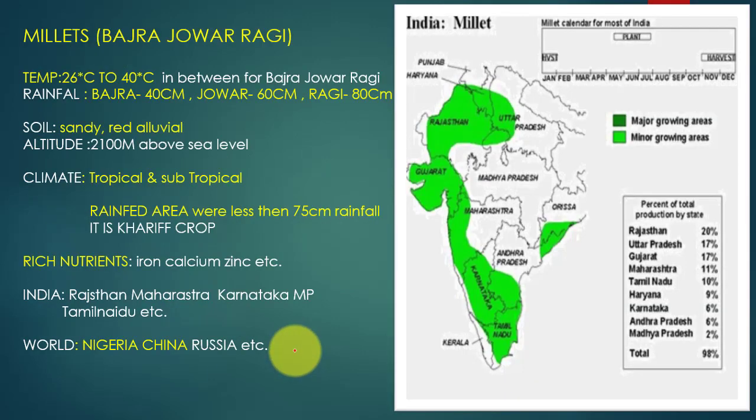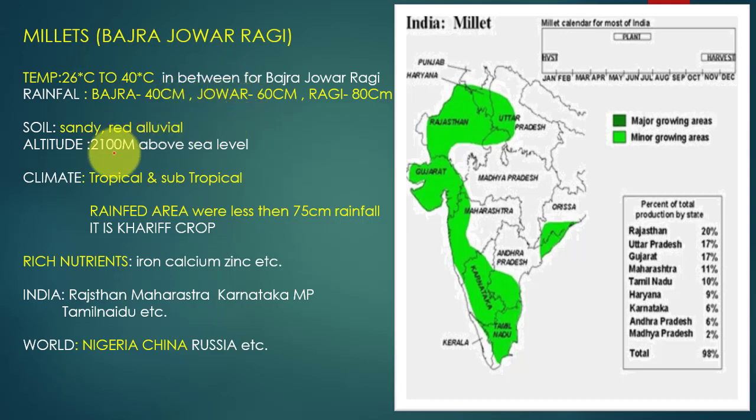Now millets: bajra, jowar, ragi. Temperature requirement is 26 degrees Celsius to 40 degrees Celsius for bajra, jowar, ragi. Bajra needs 26 to 35, jowar needs 26 to 40, and ragi needs 30 to 40. Rainfall: bajra requires 40 centimeter, jowar 60 centimeter, ragi 80 centimeter. Soil sandy, red, alluvial. It means they can grow in sandy soil, red soil or alluvial soil.